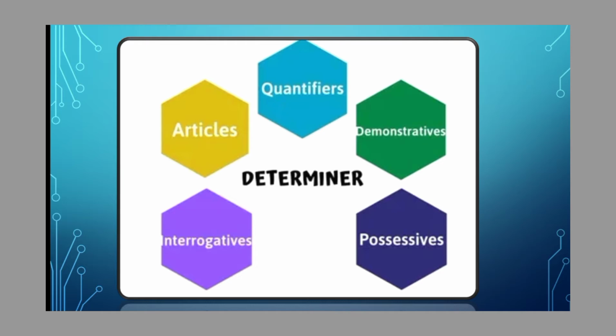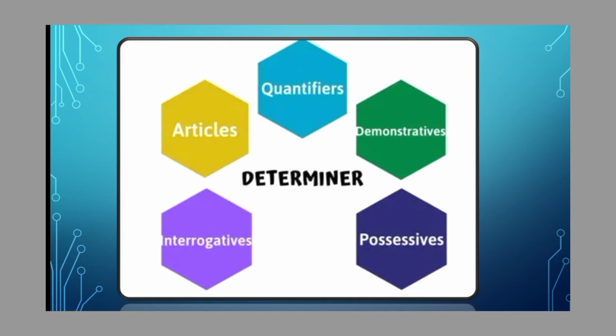Interrogatives. So the word interrogative means questioning. So question words: which, what, like that. And articles. So how many articles are there in English? Yes, there are 3 articles: a, an, and the. And quantifiers. Quantifiers means how much, the amount of.